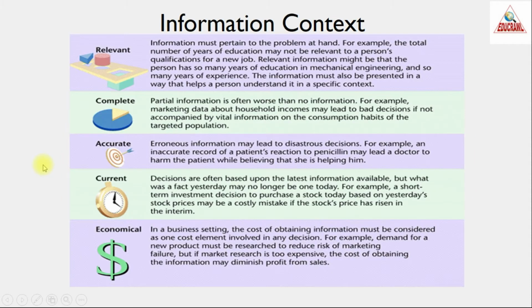Now let us see, based on information context, how an information should be. Information should be relevant, complete, accurate, current, and economical. When you say relevant, it means you have to give the correct information.